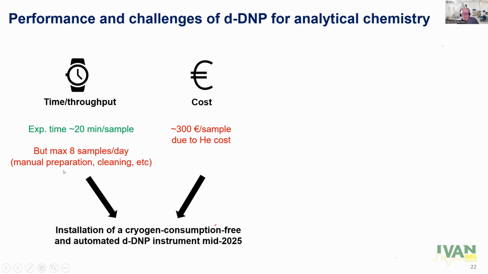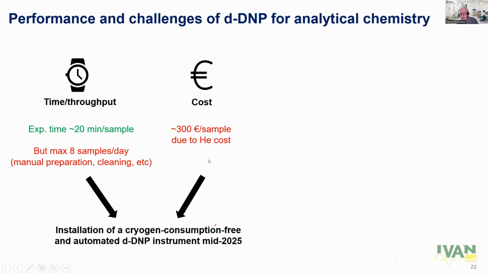You might wonder why this does not correspond to 20 minutes per sample. Well, simply because there are lots of manual steps to prepare the prototype for analysis and to clean it after analysis. That's also very tiring for the operator. So automation is needed. And with our prototype, we also had a huge helium cost, because for each sample, liquid helium was needed to cool down the sample itself, approximately 300 euros per sample.